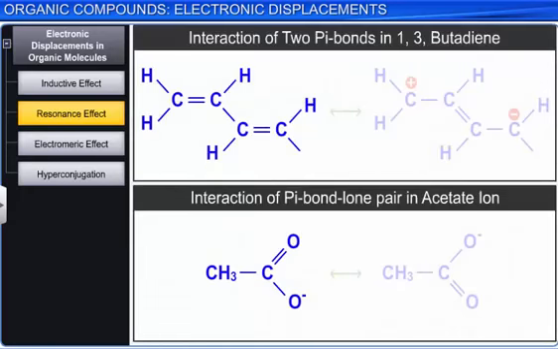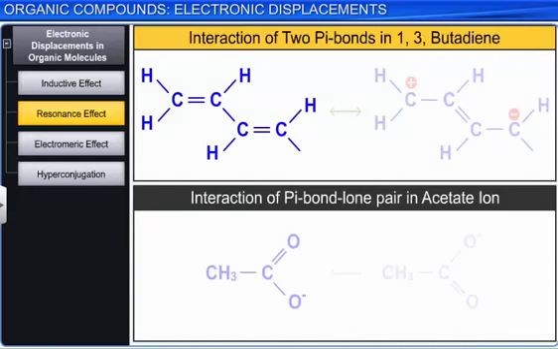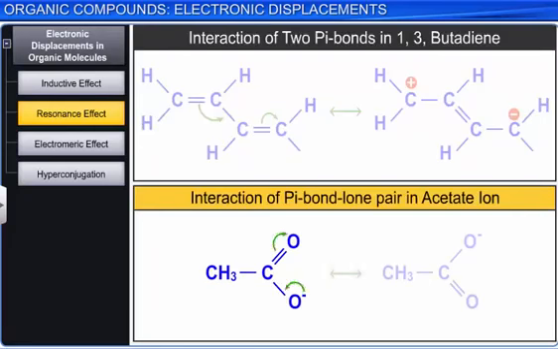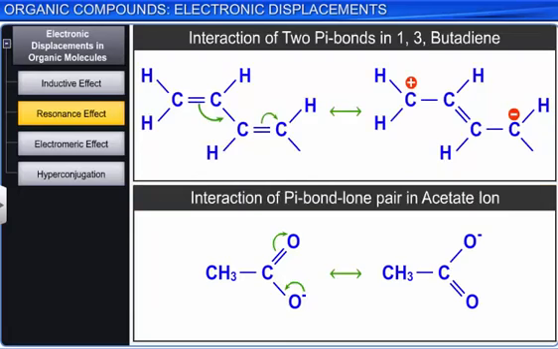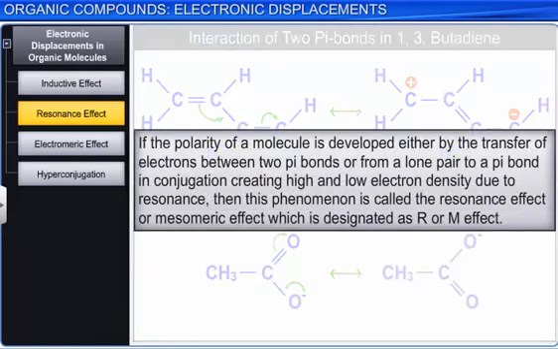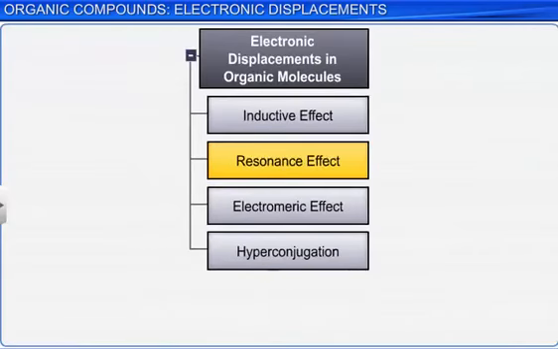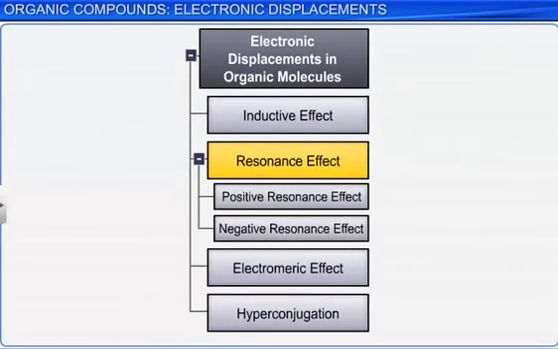If the polarity of a molecule is developed either by the transfer of electrons between two pi bonds or from a lone pair to a pi bond in conjugation, creating high and low electron density due to resonance, then this phenomenon is called the resonance effect or mesomeric effect, which is designated as R or M effect. Resonance effect is of two types. They are positive resonance effect and negative resonance effect.